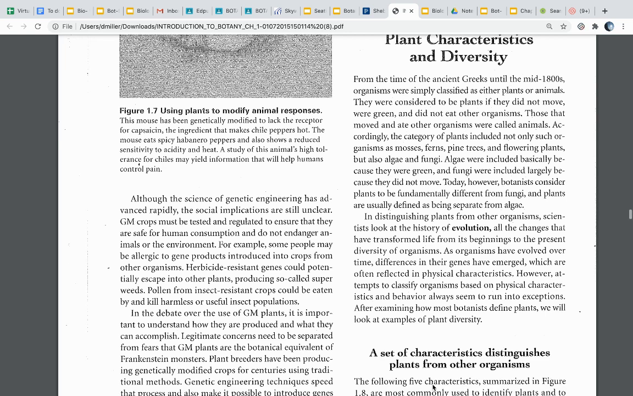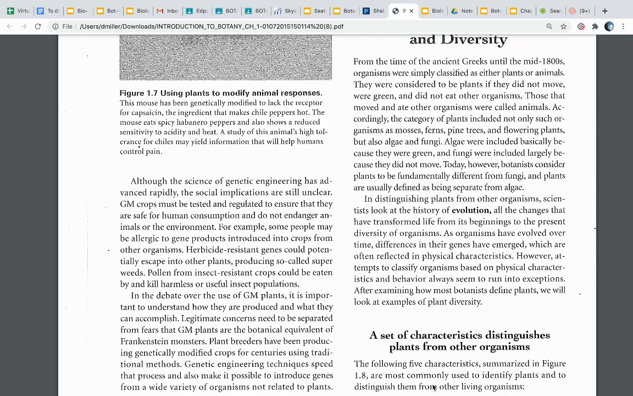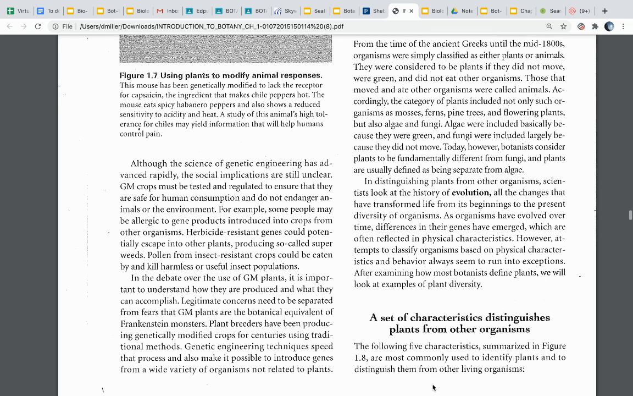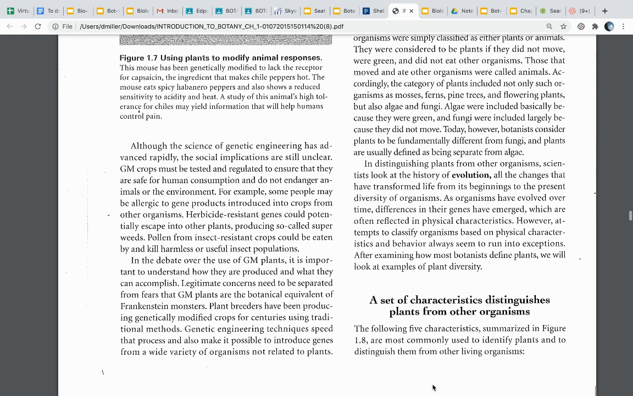From the time of the ancient Greeks until the mid-1800s, organisms were simply classified as either plants or animals. They were considered to be plants if they did not move, were green, and did not eat other organisms. Those that moved and ate other organisms were called animals. Accordingly, the category of plants included not only such organisms as mosses, ferns, pine trees, and flowering plants, but also algae and fungi. Algae were included basically because they were green, and fungi were included largely because they did not move.